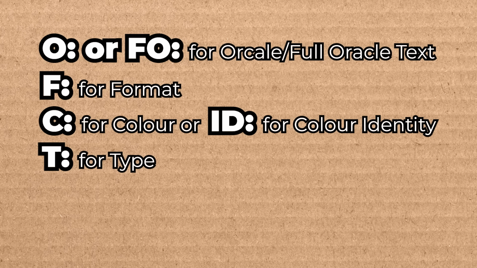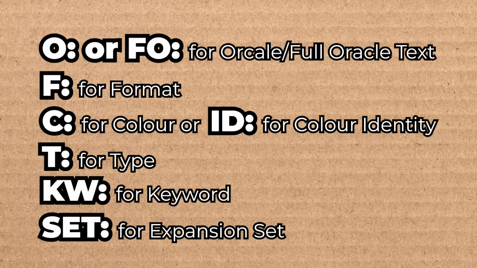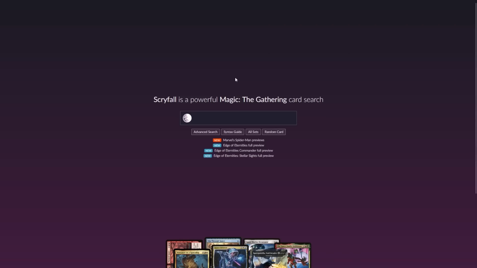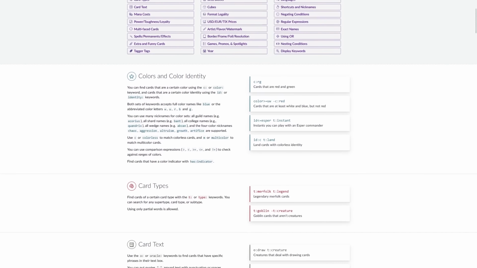Now here's a couple more that I regularly use. If I'm searching for a particular keyword, I'll use KW. And if I happen to remember the set abbreviation, I'll use the set keyword. As I said, these 7 keywords are what I use on a regular basis when searching through cards on Scryfall. These are the basics you should know. And if at any point you need a refresher, you can always click the syntax button at the top of Scryfall to see the full reference sheet.